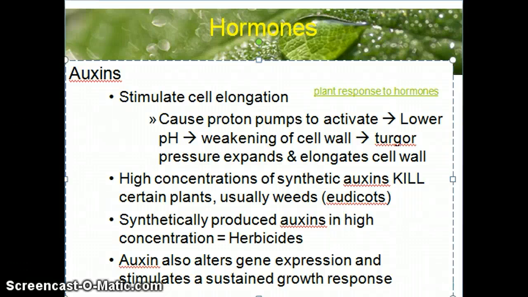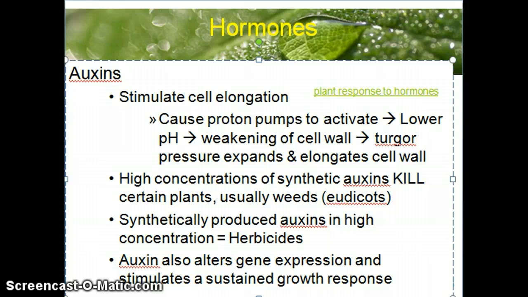So this is part 2 of chapter 39 on plant communication, and where we left off was partway through discussing auxins. One of the major functions of auxins, although they do a number of things, is to stimulate cell elongation. This is believed to occur because they cause proton pumps to activate, which lower the pH and then weaken the cell wall. And then as the cellulose loosens, turgor pressure will expand and elongate the cell wall.